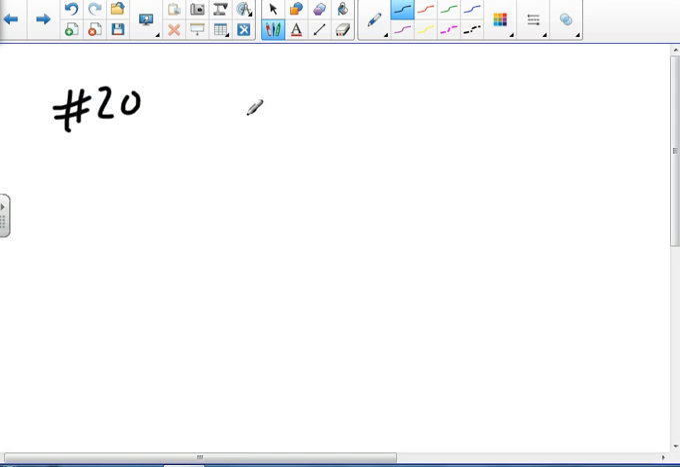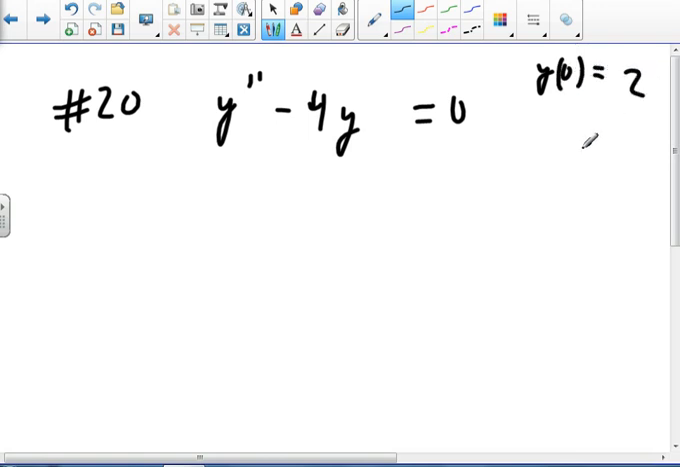Number 20. y double prime minus 4y equals 0, and we're going to have y at 0 is 2, y prime at 0 is 0. Now what does y at 0 mean? That means a0 is 2. What does y prime at 0 is 0 mean? That means a1 is 0, right?